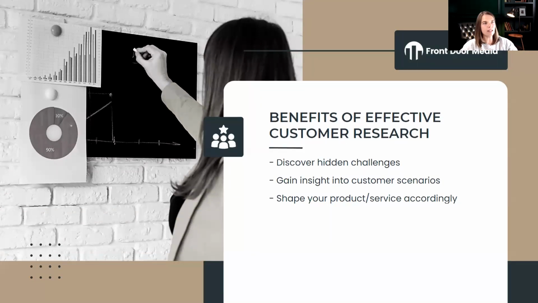All right. So like I was mentioning, the benefits of customer research, you're going to discover something new, or at least hopefully you'll discover something new about your customers. Maybe it's a challenge you didn't know they had. Maybe it's the way that they're approaching something that's a little bit different. And then you'll also be able to gain some insight into customer scenarios. So you'll see what they've tried before, and how it hasn't worked. And then you're also going to be able to customize your product or service accordingly.